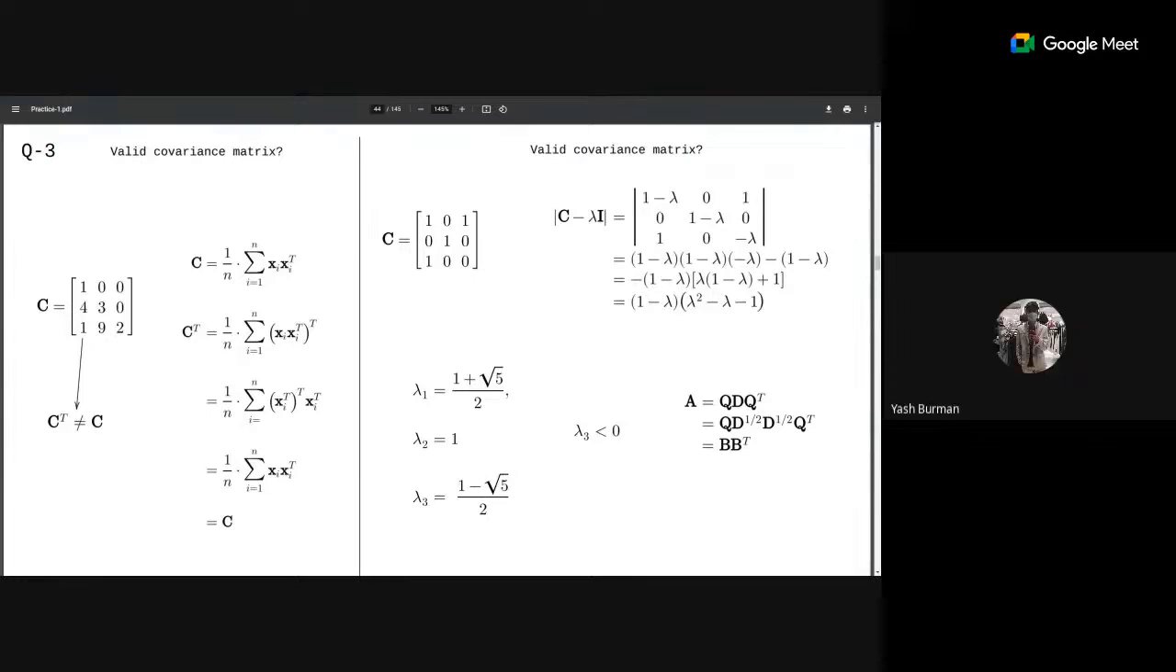Just to interrupt, on a related note, if we write it in the polynomial form, the characteristic equation, we can use Descartes' rule of signs to find out how many positive roots and how many negative roots there are. If there is a negative root, we can say that this is not positive definite. Basically we expand the characteristic polynomial and then just see how many times the sign changes.